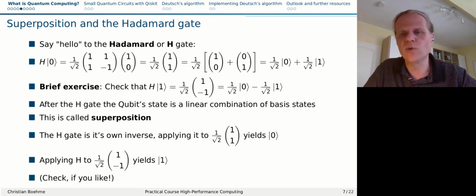As a brief exercise, you could try to apply this matrix operation to the 0, 1 vector, which is the 1 state, and receive this result. It's probably a good thing to do right now in order to see that this works out as expected. I'll wait a couple of seconds.